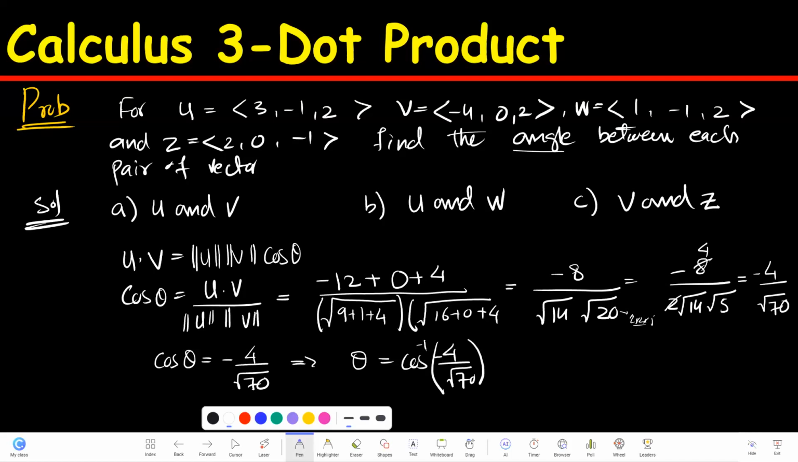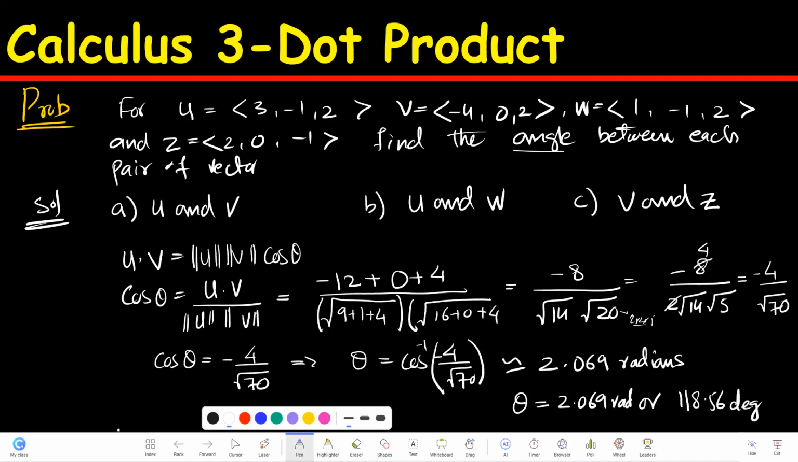I hope everybody took those classes before, so you've used those options. And I get the answer, sorry, the answer is 2.069 radians. Can you convert this radian into degrees? Theta equals 2.069 radians. Can you calculate it into degrees? 118.56 degrees. Let me just try to draw these two vectors.